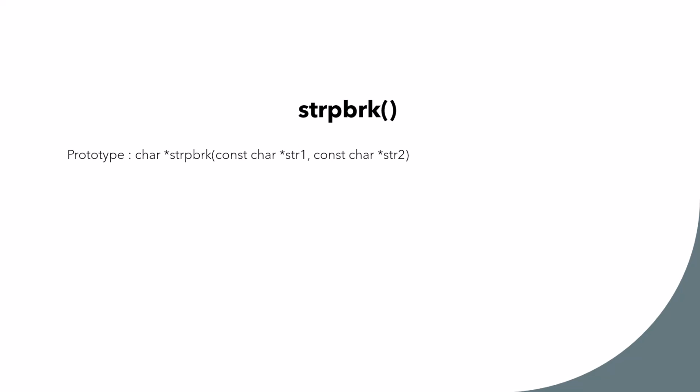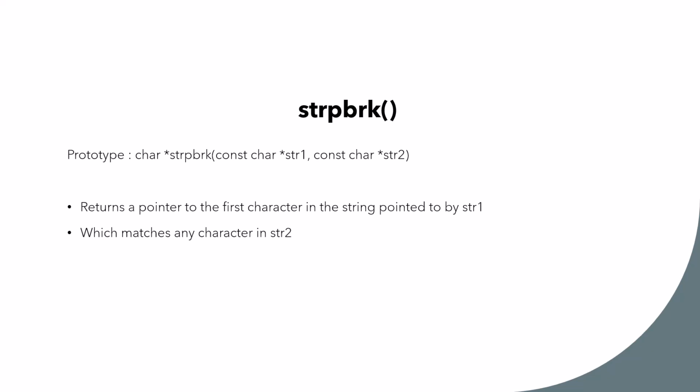Moving on, strpbrk. As you can see from the prototype, this function returns a character pointer and takes as arguments 2 character pointers. We have str1 and str2. Returns a pointer to the first character in the string pointed to by str1, which matches any character in str2. Right? So you may say that this is the same as strcspn. Is similar but not the same. Why? Because this one returns a character pointer. strcspn, remember, returns a size_t type. If no matches are found, a null pointer is returned.